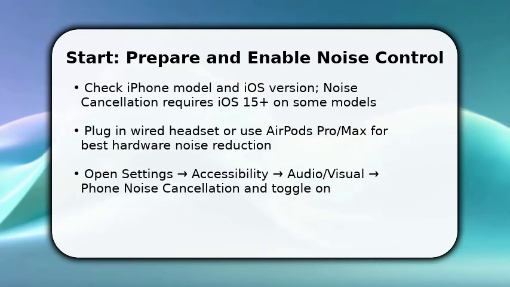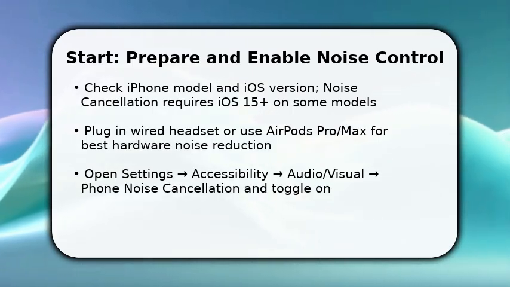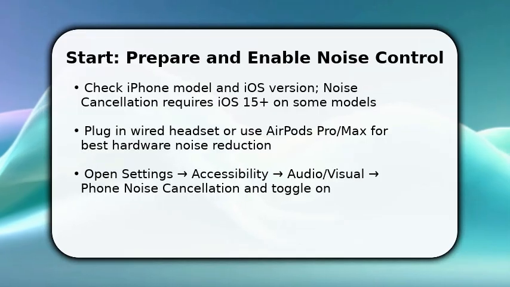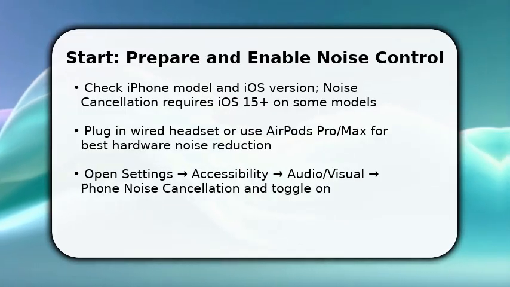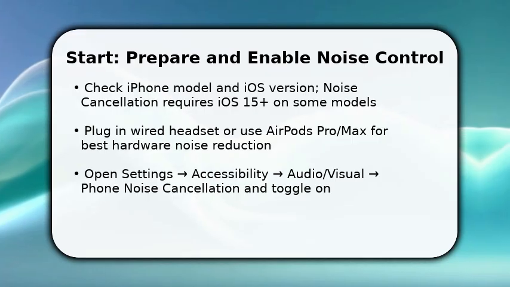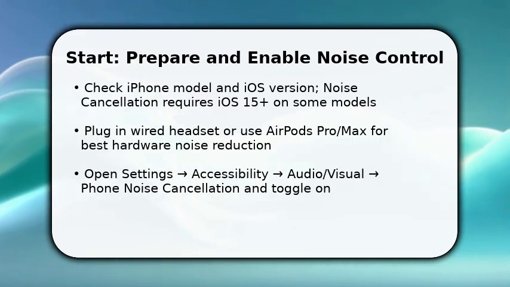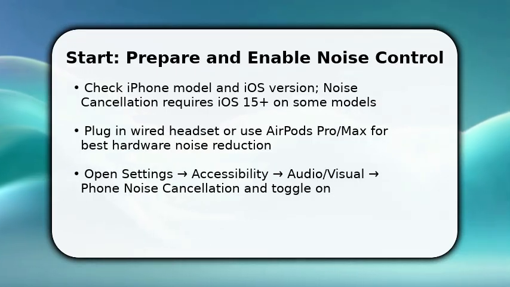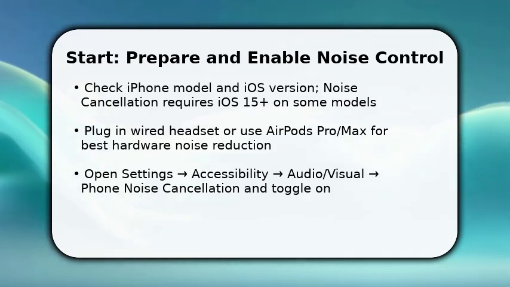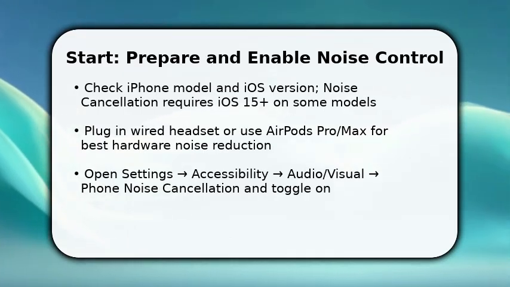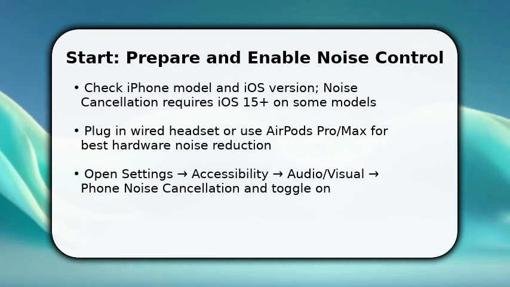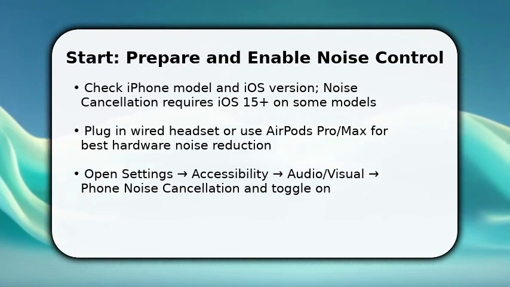Enjoy the video. You start by confirming your hardware and software so the settings you change will work. Plug in a quality headset or pair active noise AirPods. This gives immediate physical reduction of background sound. Then go to Settings, Accessibility, Audio/Visual, and enable phone noise cancellation. This filters steady, low-frequency noise. Once done, make a quick test call in the same environment to hear the difference. This verifies the phone processes your voice with the new filter before proceeding to in-call adjustments.